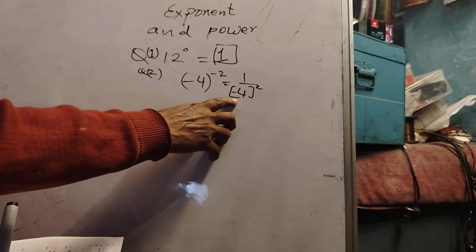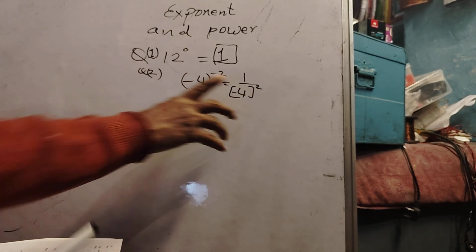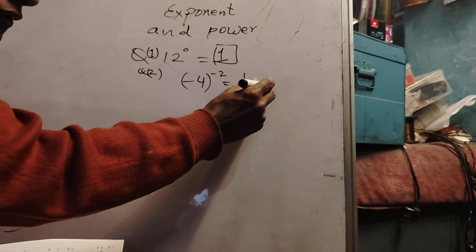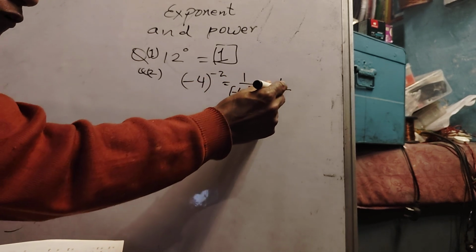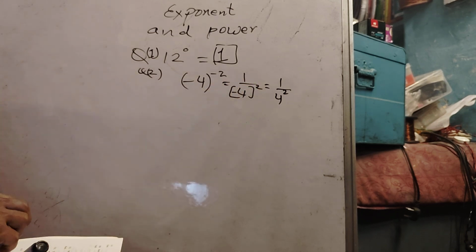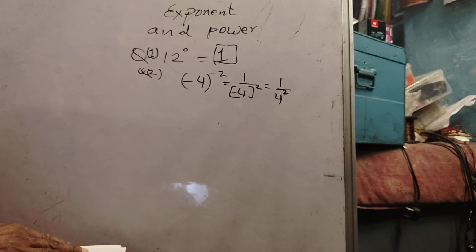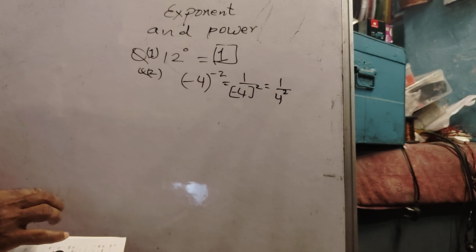Now, for a negative number with an even power, the negative becomes a positive number. So it becomes 4 square. We can convert the negative number into a positive number because an even power is there; an even number of negative signs gives us a positive number. And what is 4 square? 4 raised to the power 2 is what number?